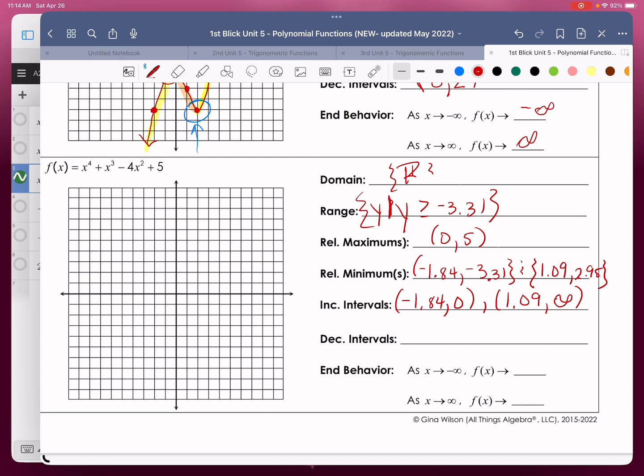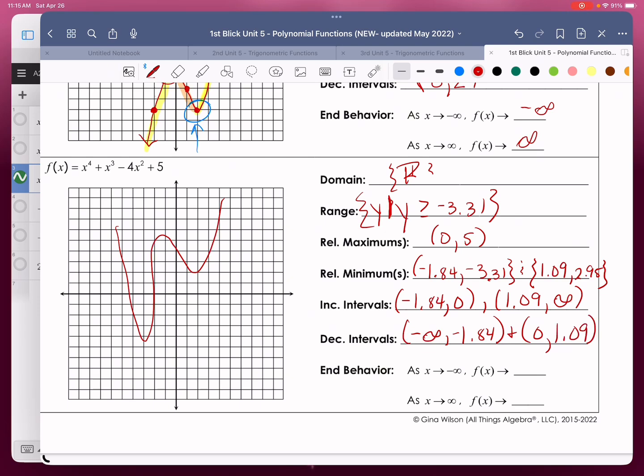And I'm not going to draw the exact thing, but just so we can recall what it looked like, that was kind of what it looked like. So our decreasing intervals are from here to here, and from negative infinity down to that point. Both of those are decreasing. So we're going to have from negative infinity to negative 1.84, and 0 to 1.09.